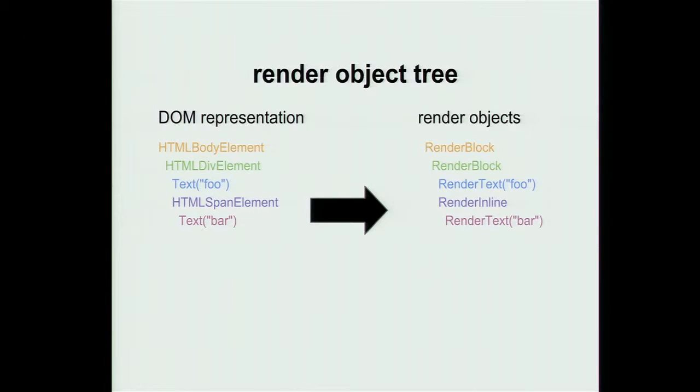So here's another example. There's some sample DOM. And again, those are the actual class names in WebKit for the render objects that would be created. You can see that they're no longer quite as similar to the markup as they used to be. HTML div element becomes a render block, but so does HTML body element. And HTML span element becomes a render inline. These can change depending on how you say display, right? Display block will become a render block. Display inline will become a render inline. And you'll see that even text gets a renderer, which is a render text.